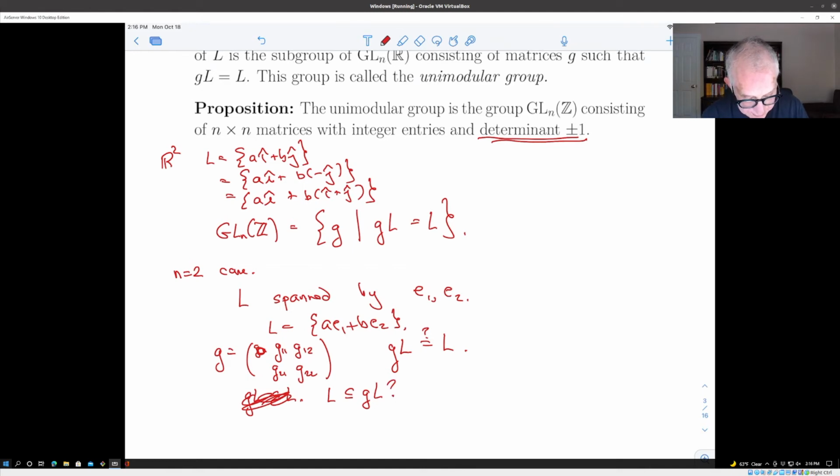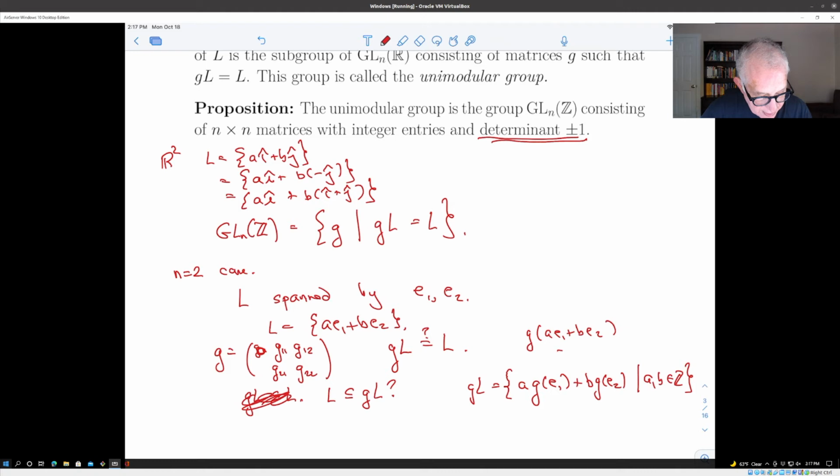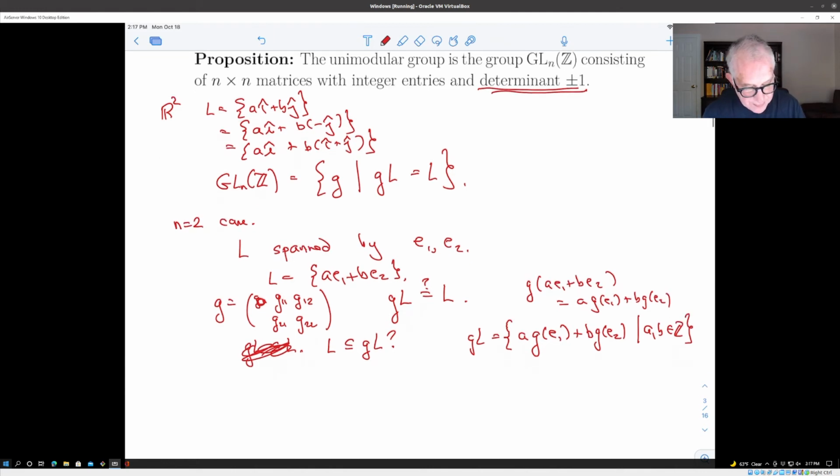So what is GL? GL is the collection of combinations of a different basis, namely the combinations of G of E1 and G of E2. And you can see that because if you apply G to AE1 plus BE2 and use linearity, that's AG of E1 plus BG of E2. So GL is the lattice that you would get if instead of starting with E1 and E2, you started with G of E1 and G of E2.